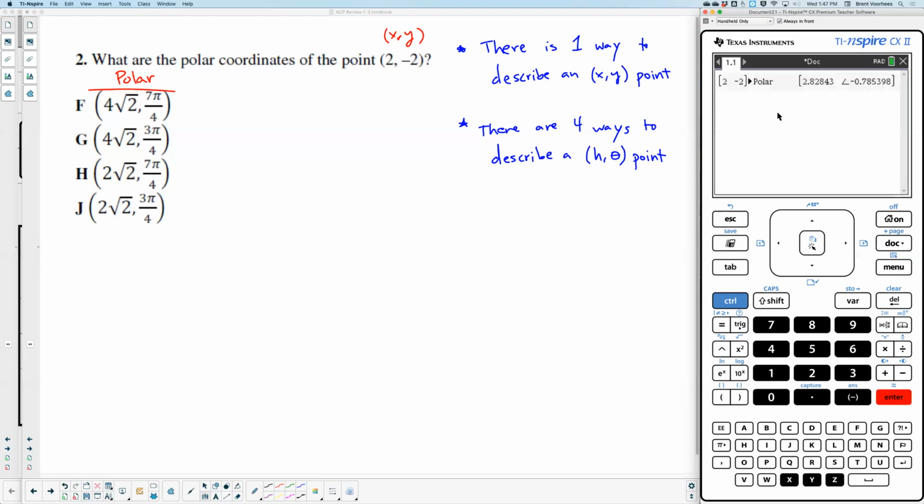Oh, and I need to pause. Let's check our mode. My calculator says radians. I don't know what mode you're in. Let's see what mode we're supposed to be in. The answer choices. Do you see pies for radians or degrees for degrees? Pies for radians. You need to make sure you're in radian mode.